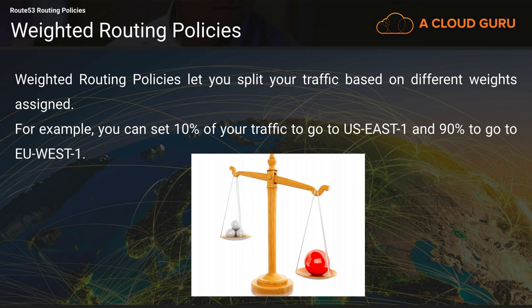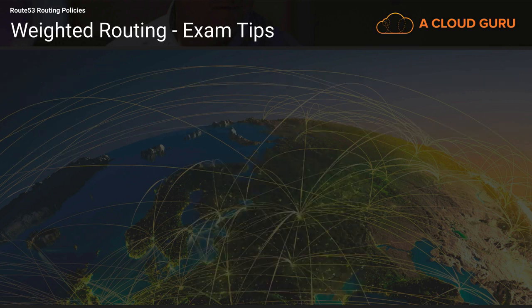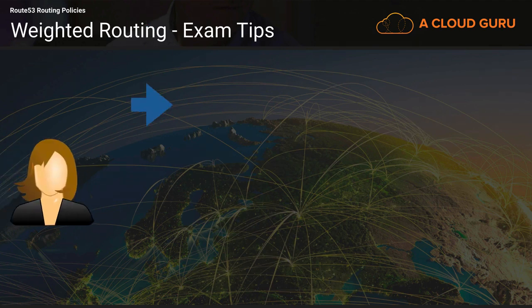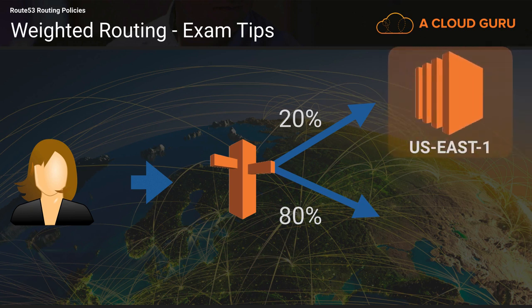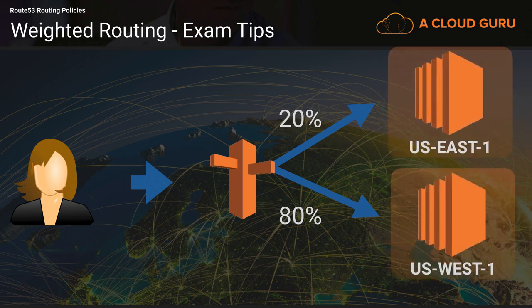So you could have 10% going to US East 1 and 90% going to EU West 1. Our user hits Route 53, 20% and 80%, 20% going to US East 1 and 80% going to US West 1. So that is it for this lecture, guys.